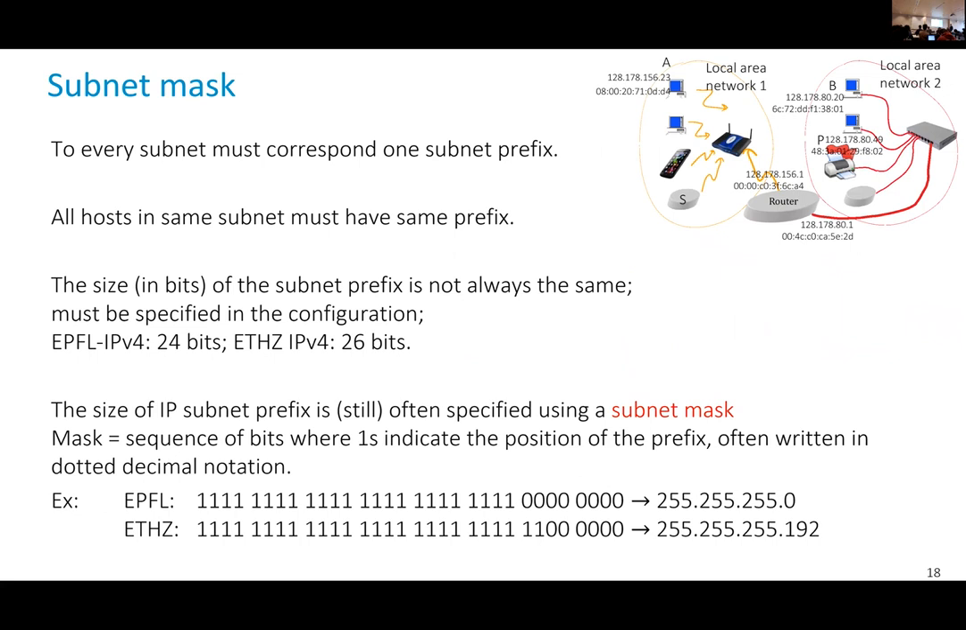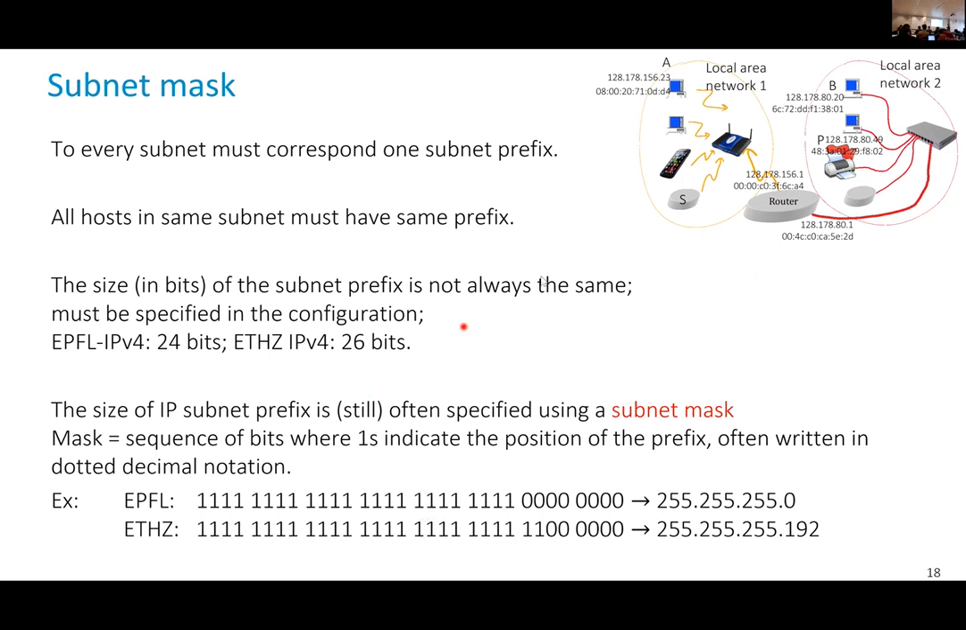A consequence of this is that a host must know on which network it is in order to apply this principle. If I send to the printer, I need to know: do I send to my default gateway or do I send directly to the printer? How do I know in which case I am? I need to know on which subnet I am. This is why we need what is called a configuration in every host, which is the subnet configuration, typically given by the subnet prefix.